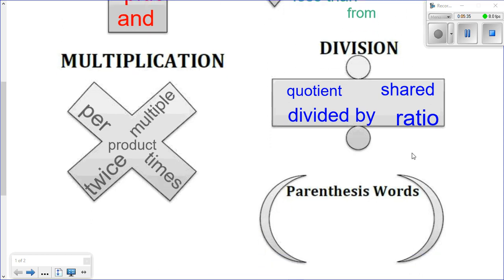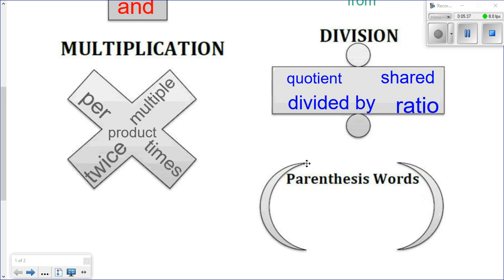Lastly are our parenthesis words. These are words that show us that we have to do some operation first before we can do another operation. We have to make this into a group, like order of operations, to do it first before we can do something else. For example, times the difference of. In order to multiply something by a difference, you must first do the subtraction to find the difference. So this is a parenthesis word because you'd have to do the subtraction first, and then once you have that answer, you can multiply it by whatever's in front.